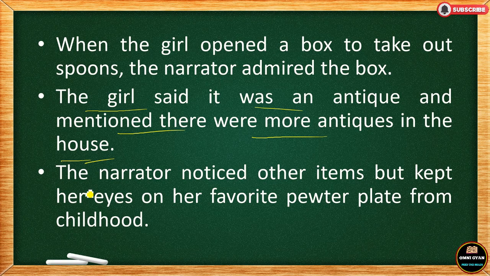And the narrator again noticed other items but kept her eyes on her favorite pewter plate from childhood. अब narrator का आँख गिरा एक plate के ऊपर. The narrator's eyes fell on a plate, and that plate was her favorite childhood plate on which she used to eat her food. तो narrator ने उस plate को देखा. देखिए, हर सामान जो है belonged to the narrator's mother. Everything in the house of Mrs.